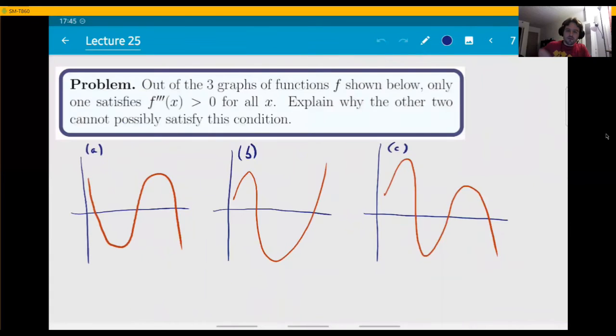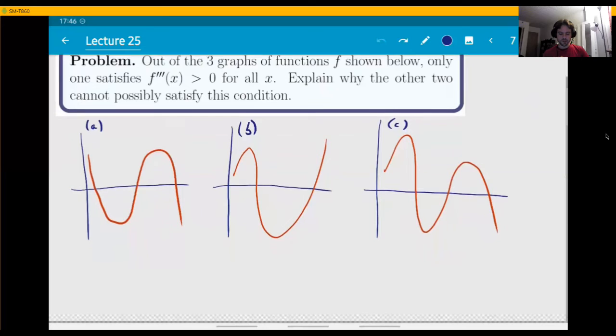I have just one more about graphing before we transition into optimization. This is a problem about the third derivative. This is going to require us to think a little because we never discussed the third derivative. What does it mean for the graph of a function? The problem is simple. Out of the 3 graphs of functions f shown below, only one satisfies this property: third derivative larger than 0 for all x. Explain why the other 2 cannot possibly satisfy this condition.